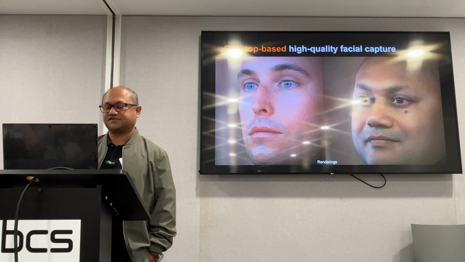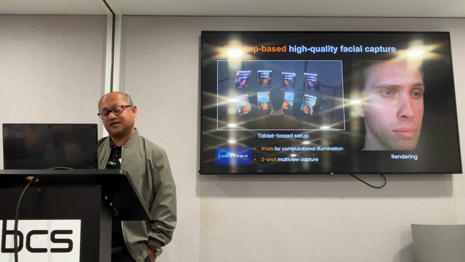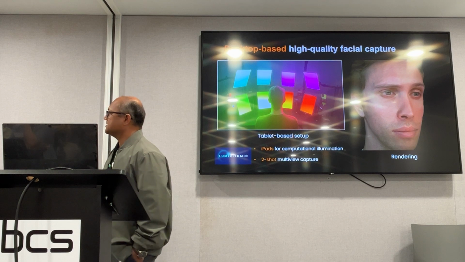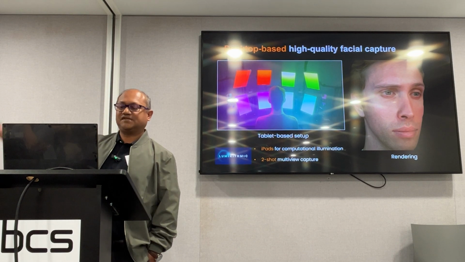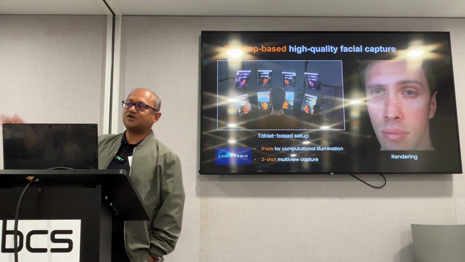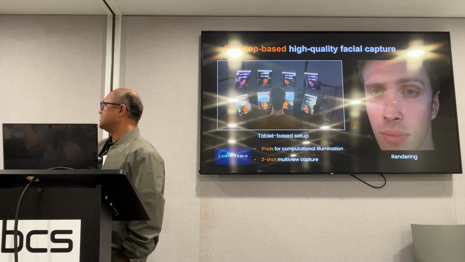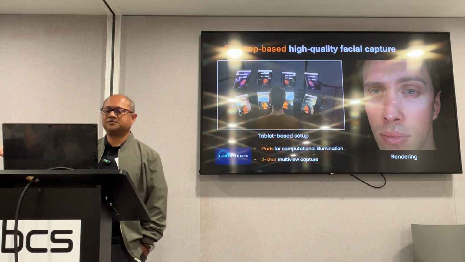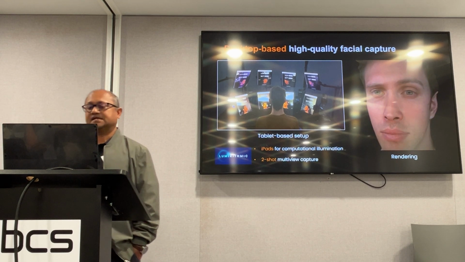But there are certain challenges you have to overcome. Before we get to the challenges, let me just show you a little video of the scanning process. So what you see is some funky, colorful lighting on the screens, and it's a two-shot method. And that was enough to then produce the scan of the subject to produce this rendering that you see.